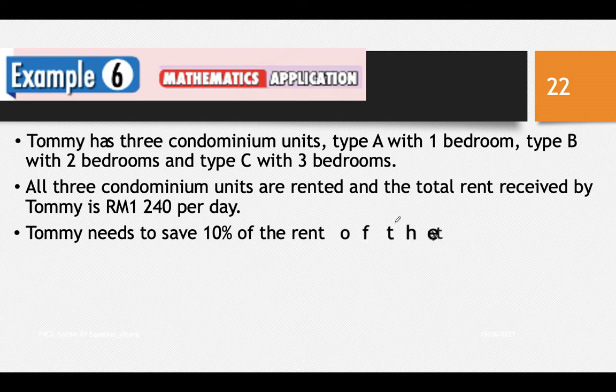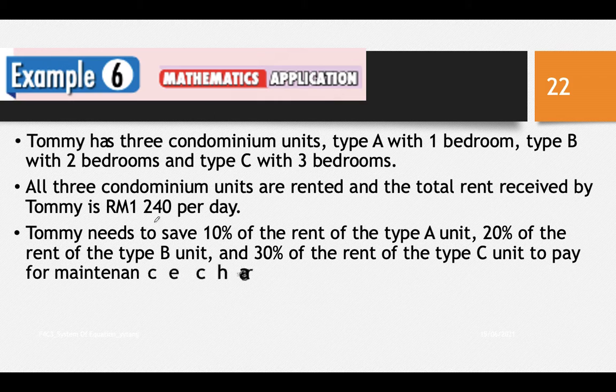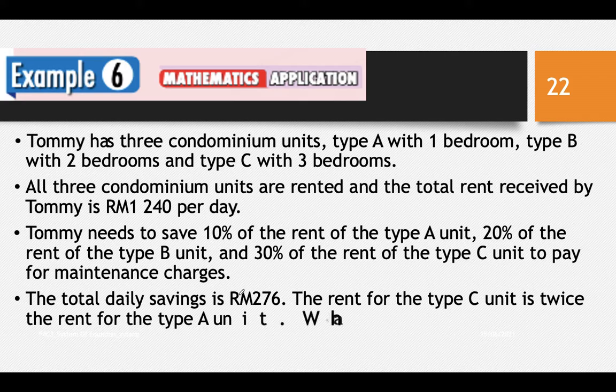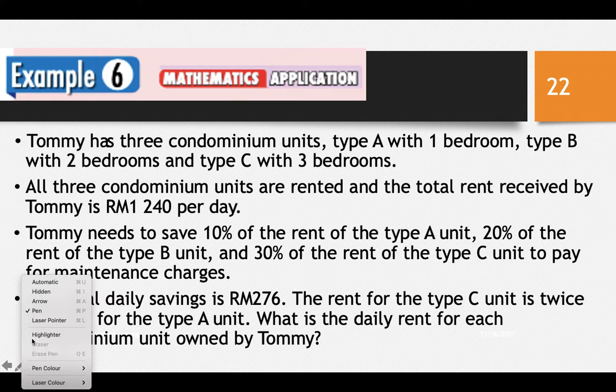Tommy needs to save 10% of, okay. Nampak dia ada ni. Type A 10%, type B 20%, type C 30%. The total daily saving 276. Ini diberi lah. The rent for type C unit is twice. Okay, ini dia condition. Okay, so kita boleh dari sini kita boleh buat lah.